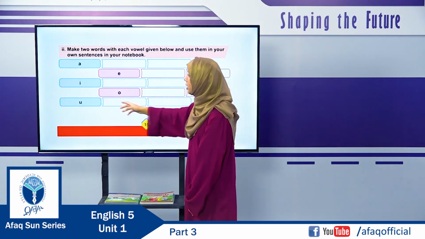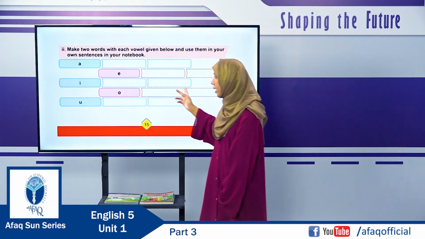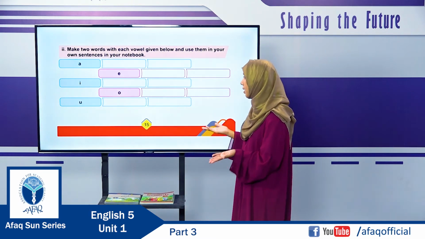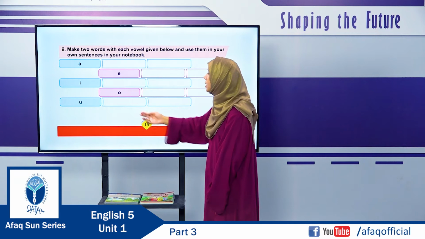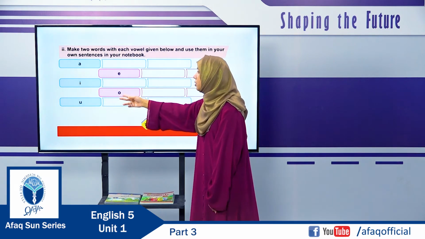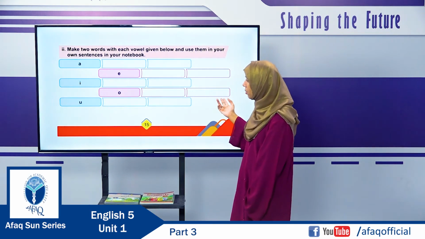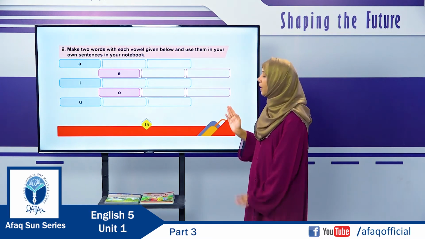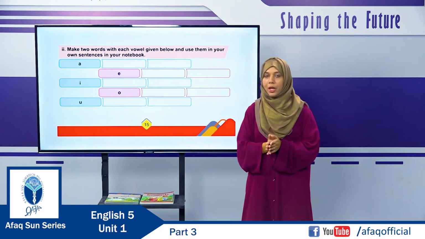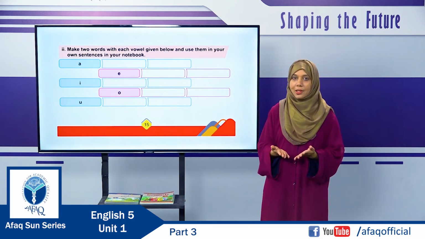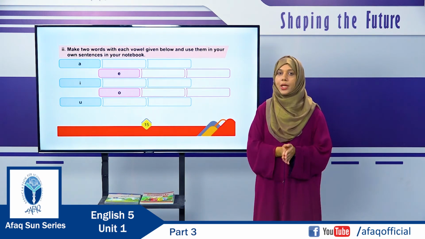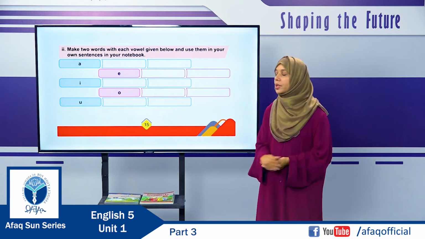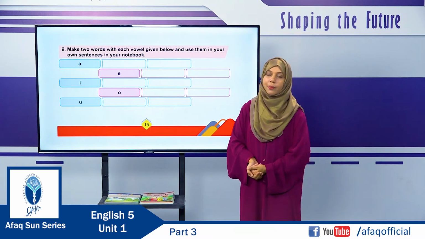After that, you will write two words that start with I, for example, ice cream, ice, and other words like that. Then you have to write two words that start with O and two words that start with U. And after writing these words, you have to write sentences with these words in your notebook as well. Pause this video, complete this exercise, and then come back.